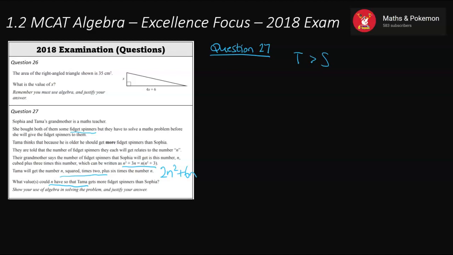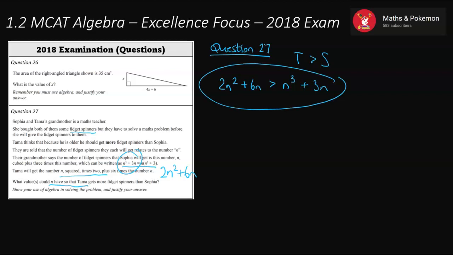Geez, a messy question in the words, but let's get into it. Luckily, we've already got most of the expressions. So 2n squared plus 6n. When is that greater than Sophia's, because that relates to Tama, and Tama needs to be greater than Sophia? I'll use n cubed plus 3n. So there's our inequality. We basically just have to go ahead and solve it.